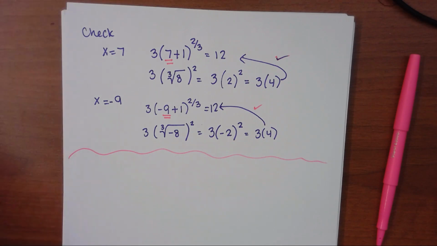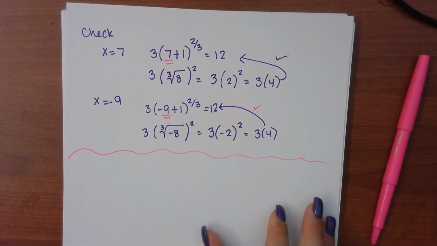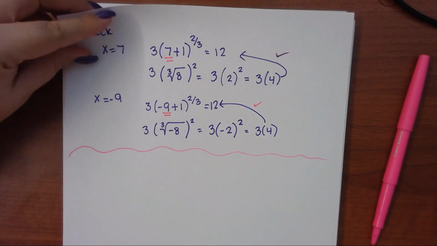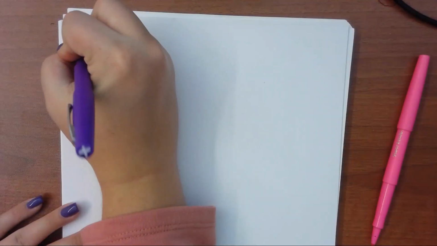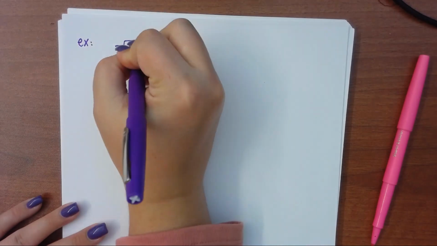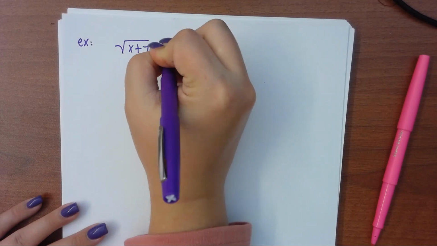Okay, so let's do one more type of example and see what we get for this last one. I'm actually going to do it on the next page because it's going to be a little bit of a longer problem. But I want to show you another type of example. So let's say I have the square root of x plus 7, minus 5, is equal to x.